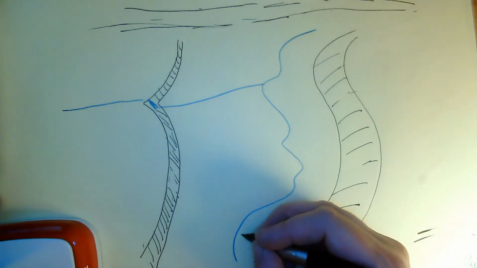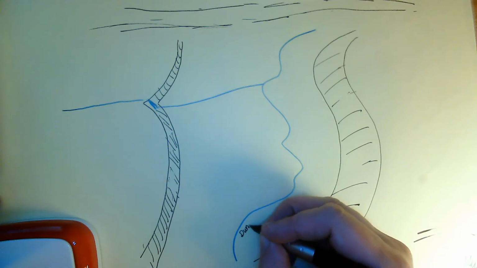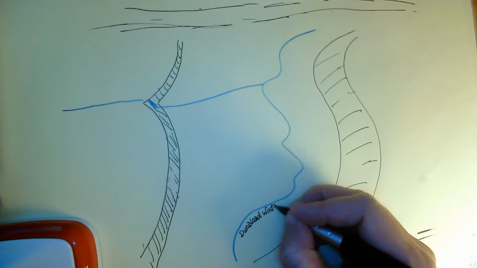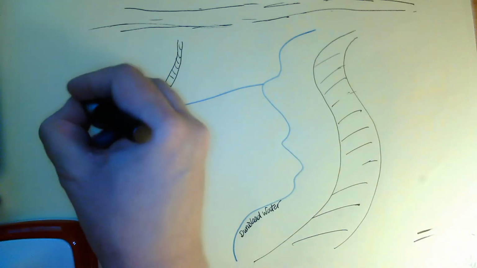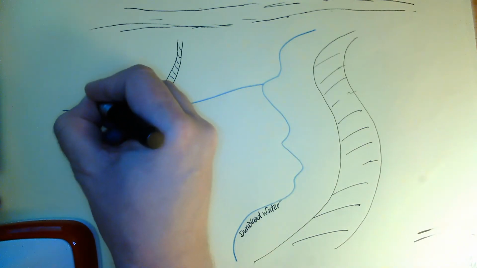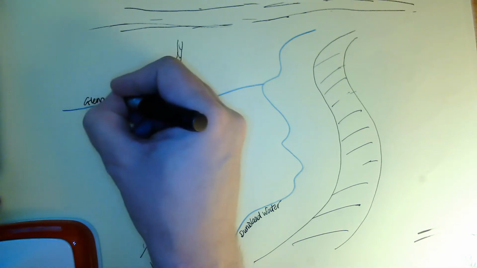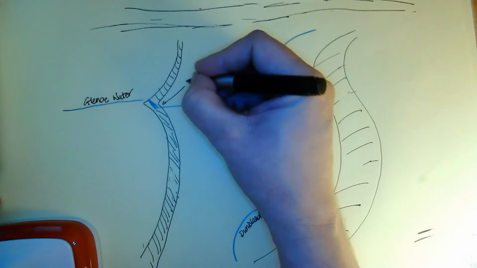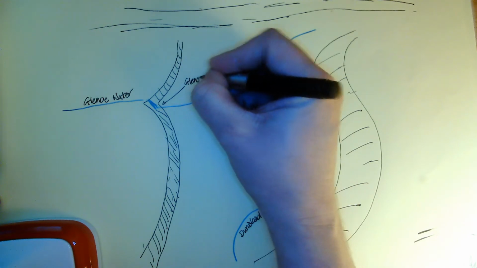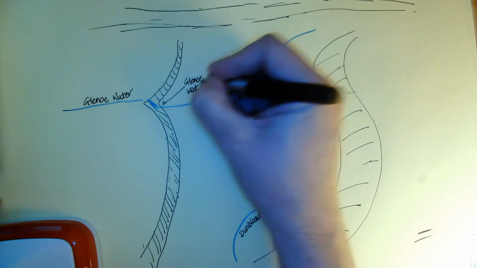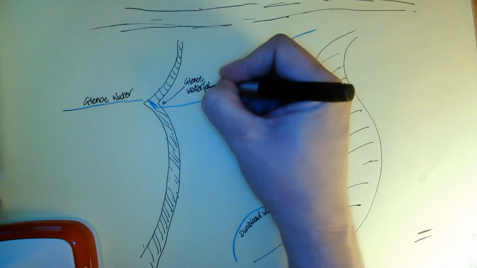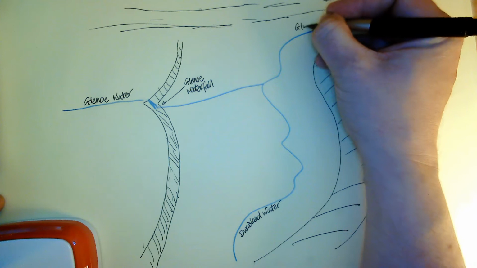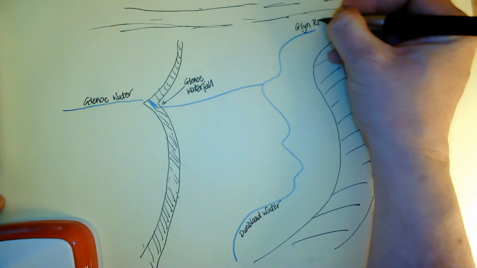So what I'll want to do is start to annotate in some of the features. This is the Dunisland Water. We'll go in here, and up here you have got the Glenoid Water. And just at this point here you have got the Glenoid Waterfall. So you can mark some of those on, and then this is the Glyn River here as they join together.